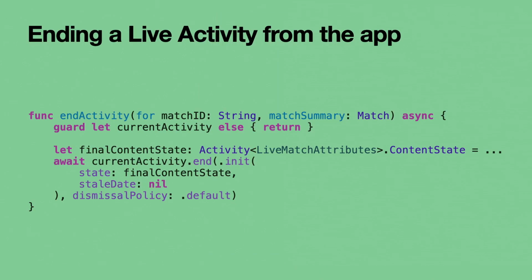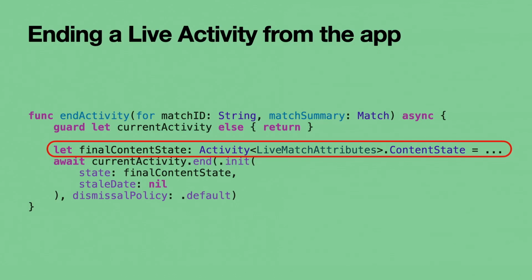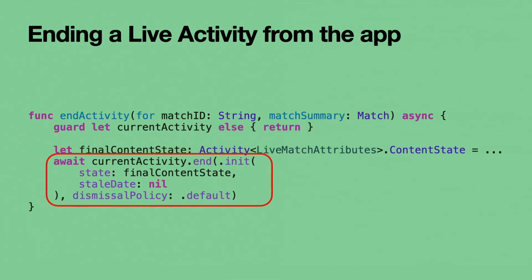And how about ending it? Well, the match is finished. It's time to stop the live activity. We don't have any more updates. Again, this is a lot like doing the update. We construct our final content state. This is just, again, that content state struct, and we pass it through to the activity calling the end method.